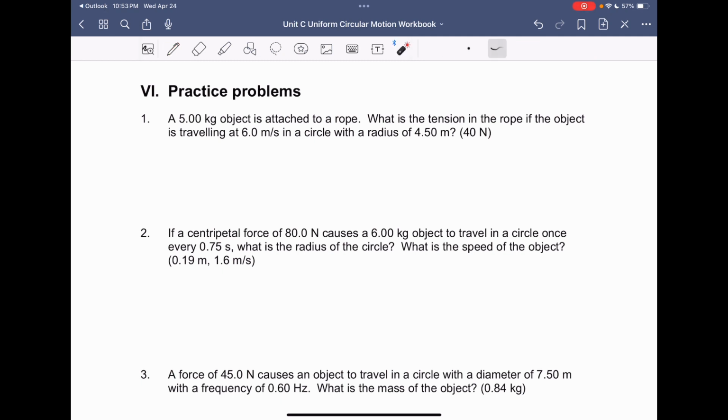Now, what I always like to do in these problems is just double check, is this kilograms? Yes. Is this meters per second? Yes. Is this meters? Yes. Which means standard units, standard units, standard units. As long as you have them all in standard units, then we don't have to do any sort of conversion before we start. We can go right into this.